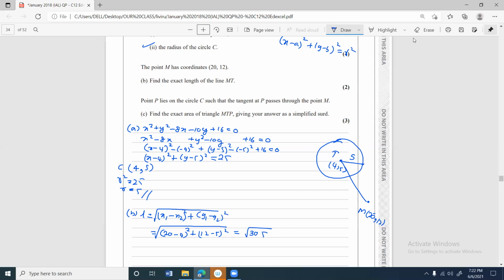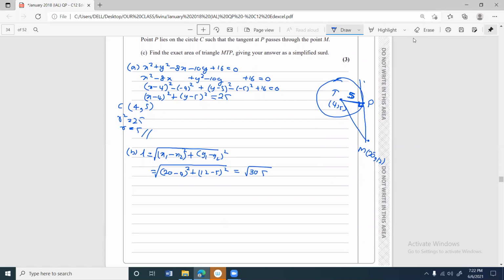That means, the tangent is passing through this point. If you draw the tangent, the point P lies on the circle over here. This length is 5. We know that a tangent is always perpendicular to the line drawn from the center to this point. So over here, TP length is 5. Now I need to find the exact area of the triangle MTP. They are referring to this area.